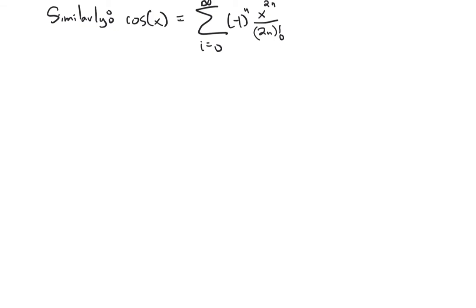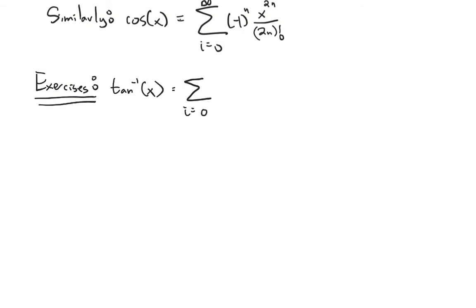And there's 2 more I'll leave as exercises. But as long as you follow the same ideas as the previous examples, you'll be able to see these. But the arctan, or tan inverse Taylor series, is given by negative 1 to the n times x to the 2n plus 1 over 2n plus 1. Not factorial, just 2n plus 1.